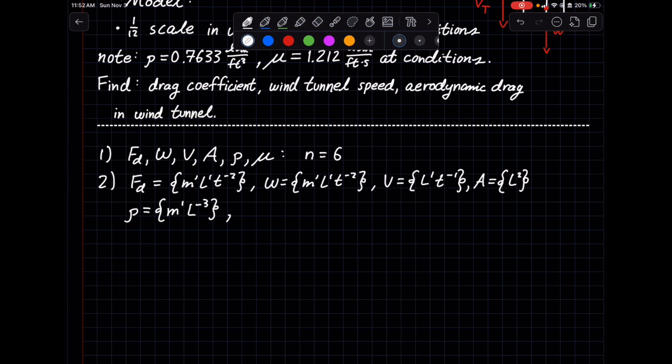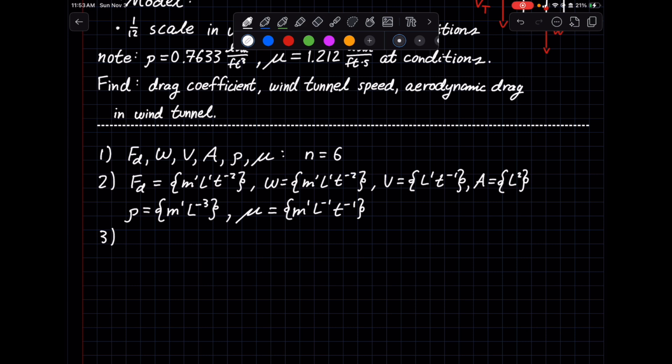Lastly, we have kinematic viscosity. Kinematic viscosity is going to be mass to the first power multiplied by length to the -1 power multiplied by time to the -1 power. So this is normally in units of kilograms over meters times seconds, where meters and seconds are both in the denominator. So that's step 2 complete. We have all of our primary dimensions for our parameters listed.